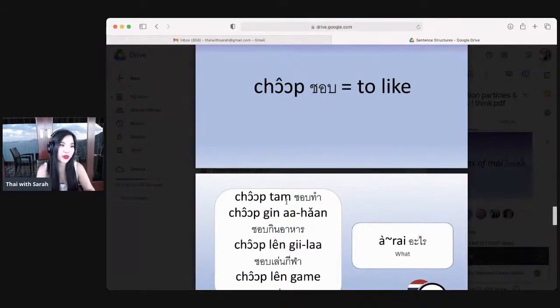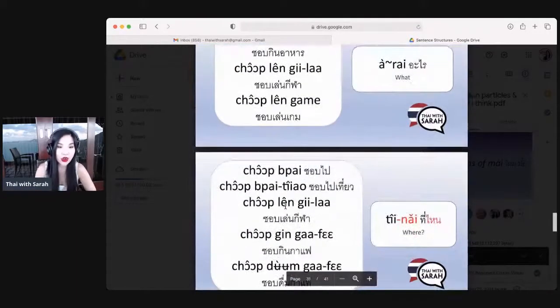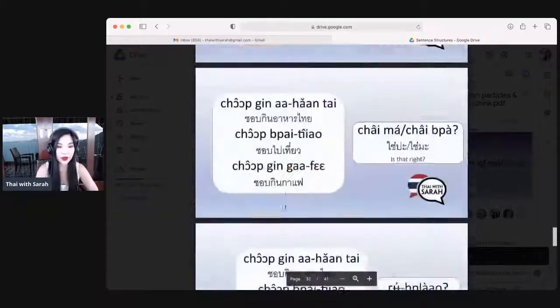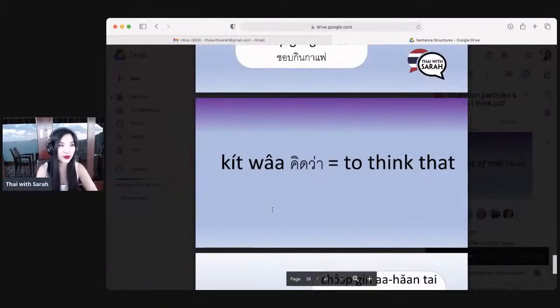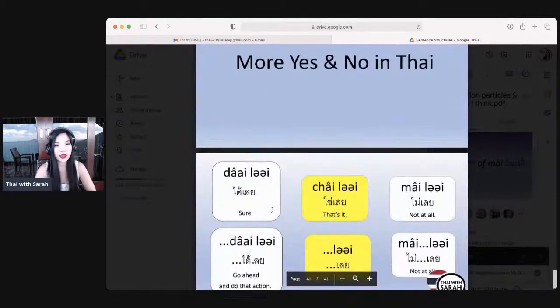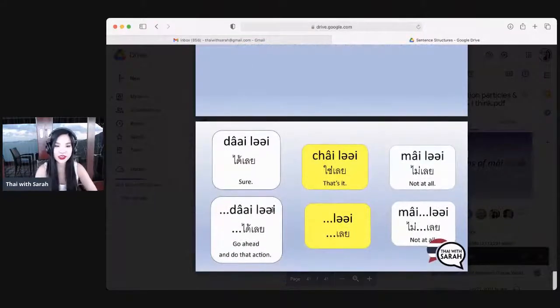I think it's so important that in volume 1, I taught basic structures, and now in volume 2, I'll add more compound structures and complex sentence structures as well. So you can form more sentences after you complete this course with me. Then I'll teach you คิดว่า, which is so important in conversation, "I think that".